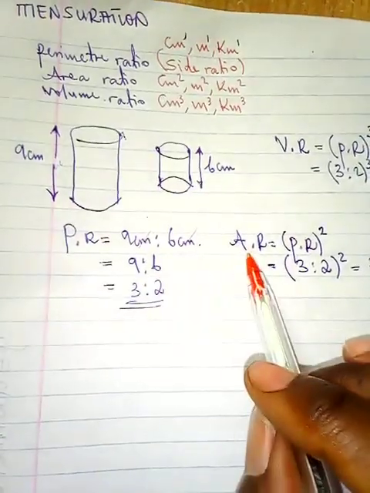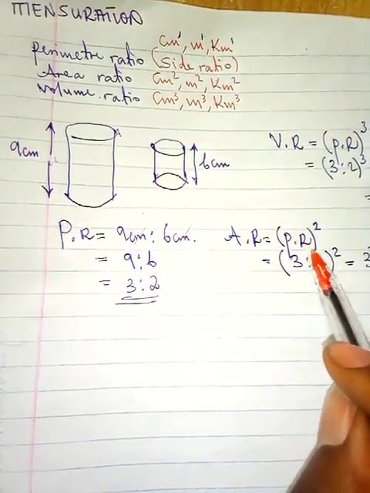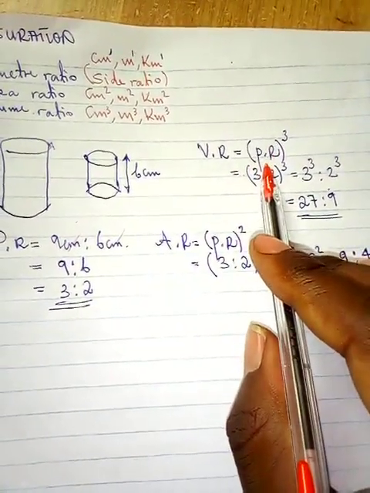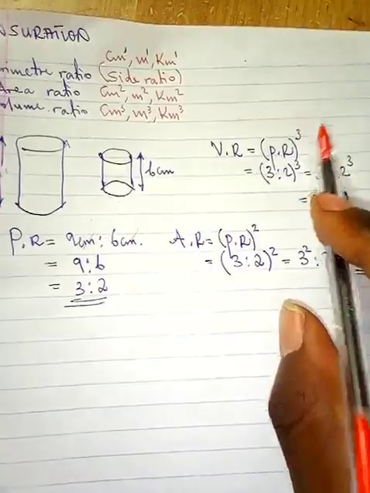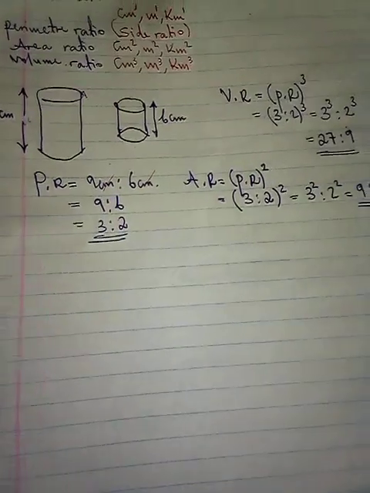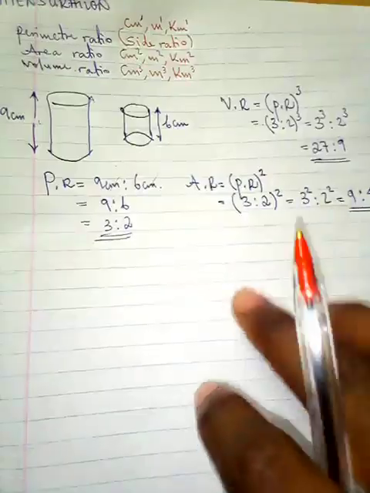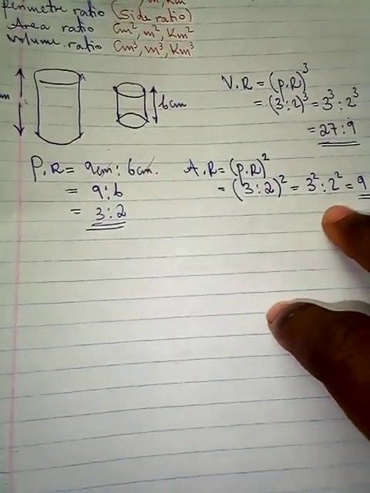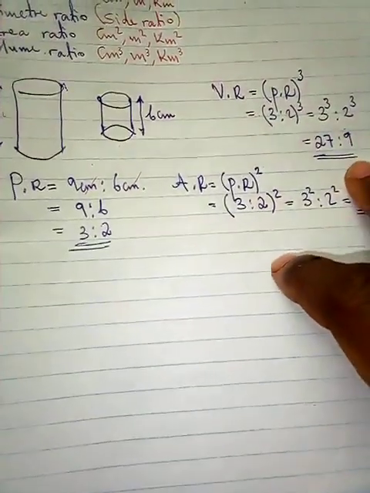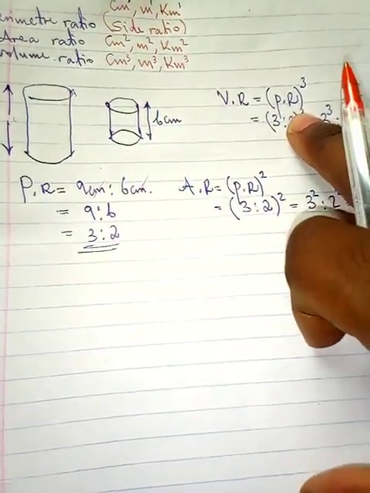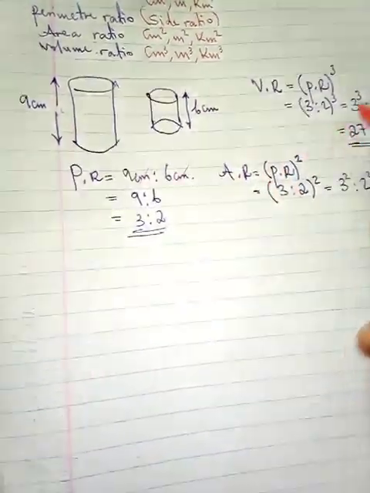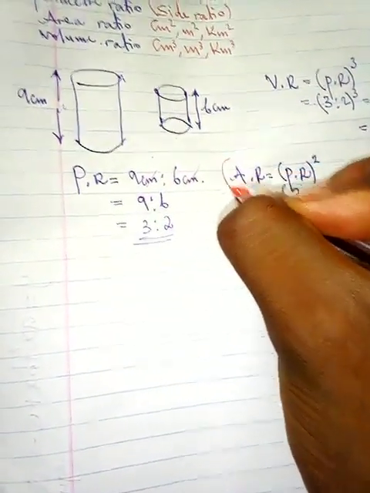So your area ratio is just the perimeter ratio squared. Your volume ratio is just the perimeter ratio raised to the power 3. Now, one thing that you also need to know is this one. These questions can be played around with. You might be given the area ratio, and you can be asked to determine the perimeter ratio. There are cases again whereby you can be given the volume ratio, and they want you to determine the perimeter ratio.